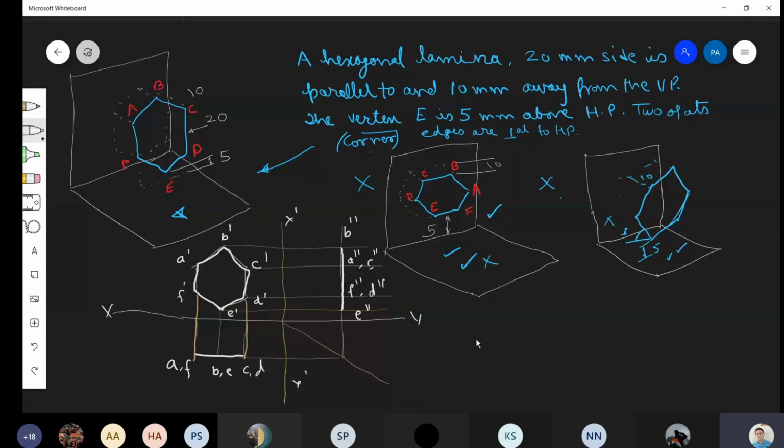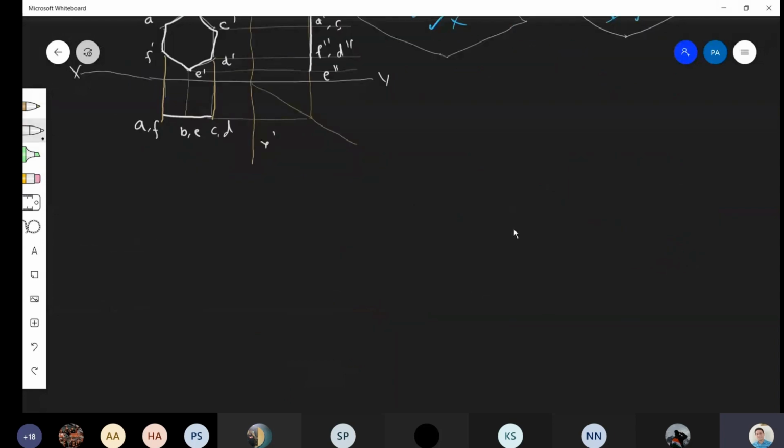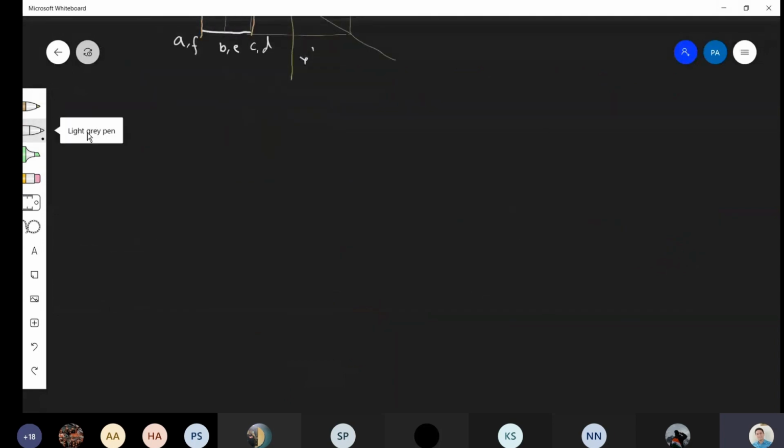Now we'll take one somewhere. We'll keep it parallel to HP and perpendicular to VP, and let's see what we get. We'll do it with a pentagon. Now, a pentagon can be drawn in how many ways? First, that we'll understand. A pentagon can be drawn like this.